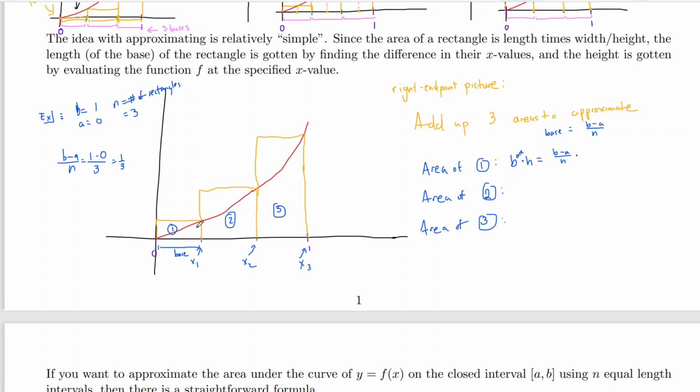And then the height here, what's the height of rectangle 1? Well, think about just looking at the picture. Which x value did we pick to draw up to hit the curve? Well, this was the right one, so we picked this right here, which I'm calling x1. So the height here is f of x1, because it's the y value when we plugged in x1.